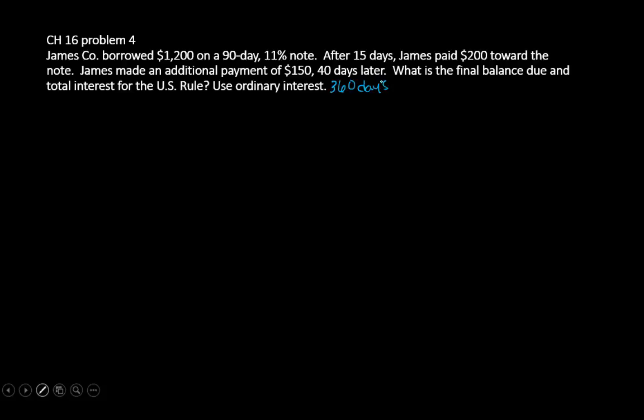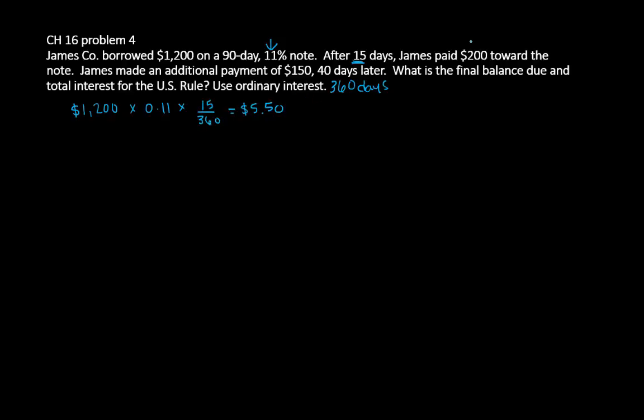Okay, so let's break this down payment by payment. After 15 days, James paid $200 towards the note. Well, let's calculate the effects of that payment on the note. We're going to take the principal of $1,200 and figure out the interest that has accumulated for those 15 days. So we're going to multiply by 0.11, that's the 11% rate on the note, times 15 over 360. All right, and that'll give us $5.50 of accrued interest over those 15 days.